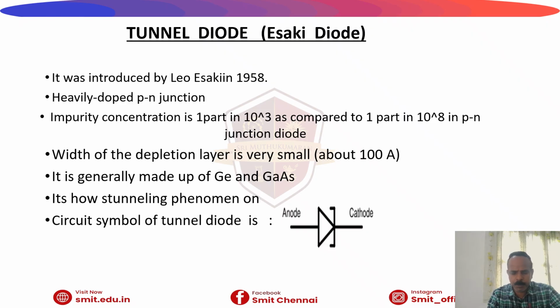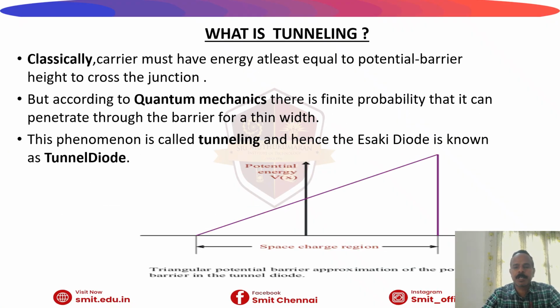Because of this heavy doping, the depletion region becomes extremely thin, approximately around 100 angstroms. Tunnel diodes are commonly made from materials such as germanium and gallium arsenide. The most important feature of the tunnel diode is that it exhibits a negative resistance region due to the tunneling phenomenon. The symbol is shown in the diagram.